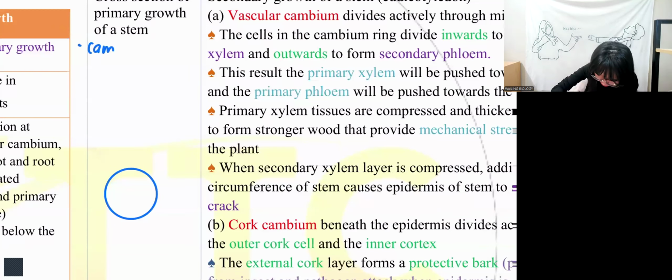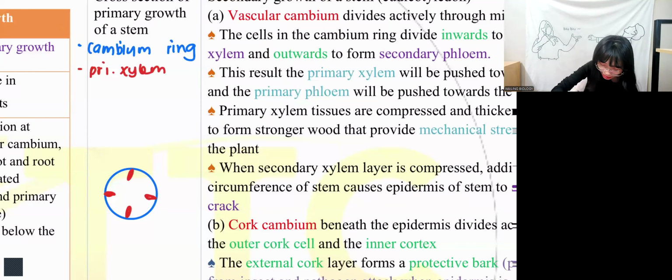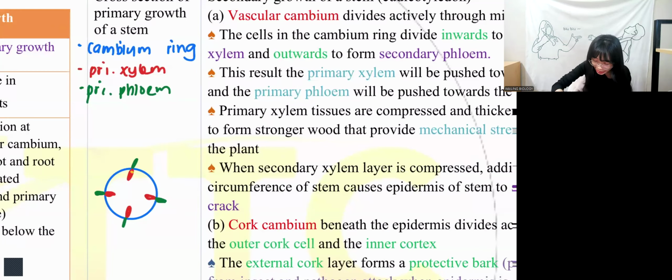Correct, it's called cambium ring. Cambium ring, okay? Inside, what do they form? Inside, they form into, correct, we have primary xylem first. Primary xylem. Next, what is the one on the outside? Outside is, all right, primary. Guys, we have to write the word primary. Primary phloem. Then, inside part, they have to form more, right? It's called secondary xylem, correct?